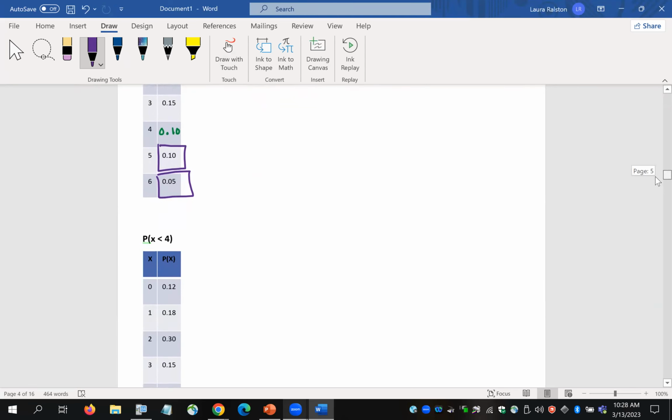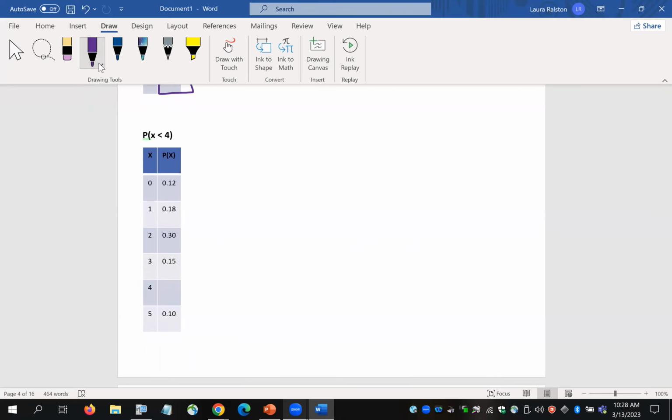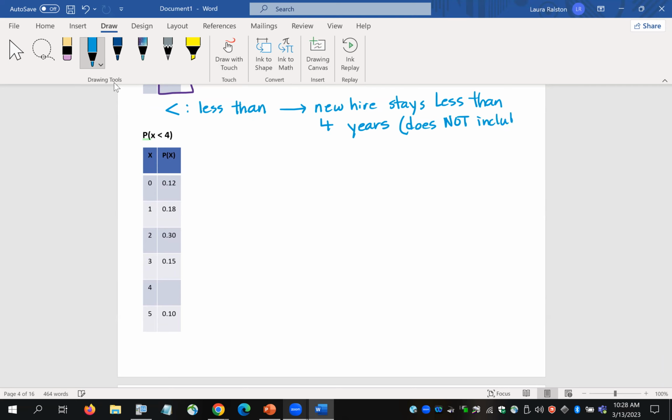Okay, let's look at another one. The next one is probability X is less than 4. Okay, so this time you have the less than symbol. In this context, that means what's the probability a new hire stays less than 4 years. Now, guys, be careful here. That does not include 4. There's not an equal bar there.